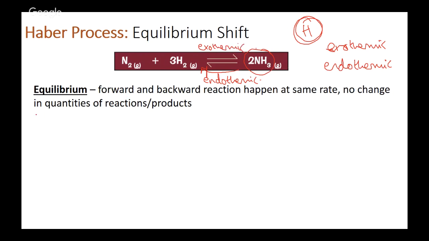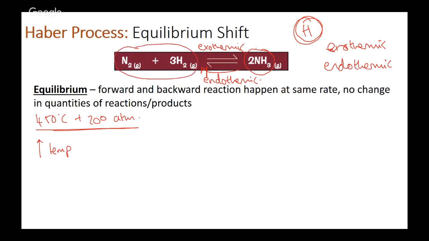So we said earlier that the conditions needed for the Haber process are 450 degrees C and 200 atmospheres of pressure. We're going to look at now why those conditions are used. First of all, we're going to talk about what happens when you increase the temperature of a reaction. If you increase the temperature, will we make more nitrogen and hydrogen, or will we make more ammonia? Well, if you increase the temperature, that's going to favour the endothermic reaction, because that's the one that takes in heat and breaks down. You need to think about it like that.